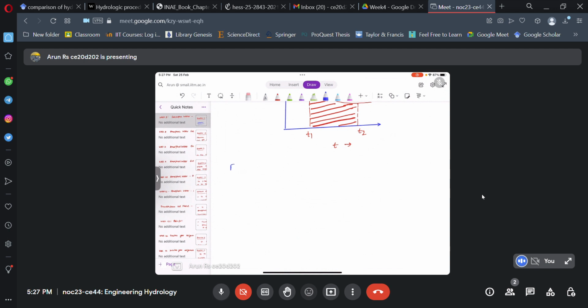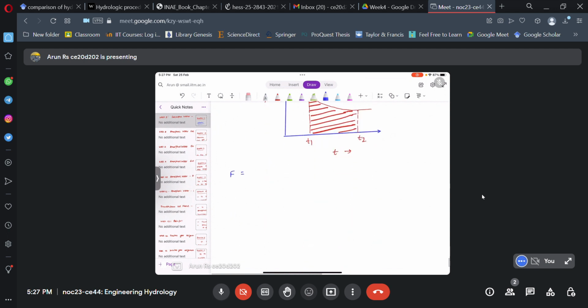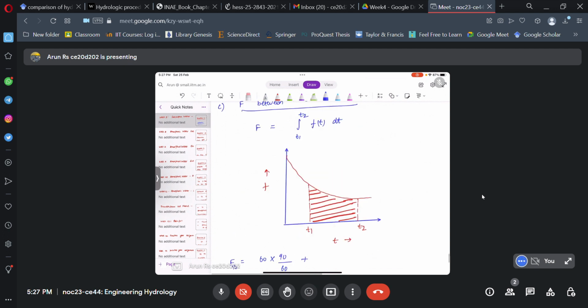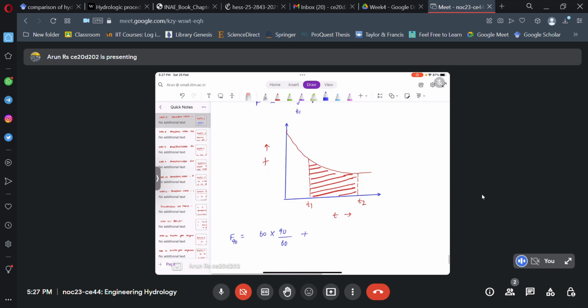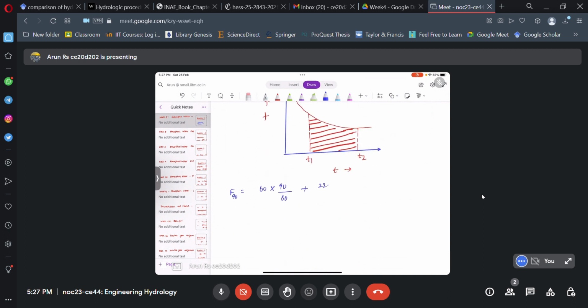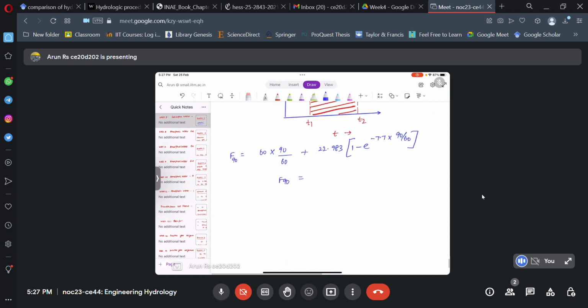What I'm going to do is find your F at 90 minutes. I'll term this F90, which is 60 into 90 by 60 plus 176.97 divided by 7.7, that is 22.98, into 1 minus e to the power of minus 7.7 into 90 by 60. So I'll find F90 first.